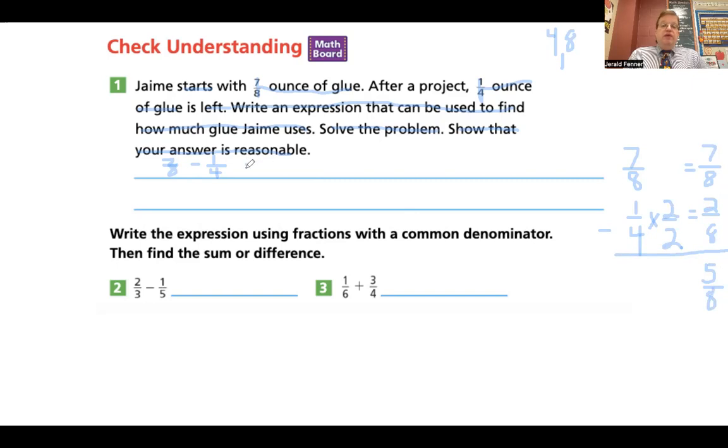So if you wanted to show how your answer is reasonable, well, first let's write the problem as it should be with common denominators. 7/8 minus 2/8 equals 5/8. Whoops, it's a little bit too big, but that's okay. All right, and then show that your answer is reasonable. Once again, we use that catchphrase. I used the benchmarks.